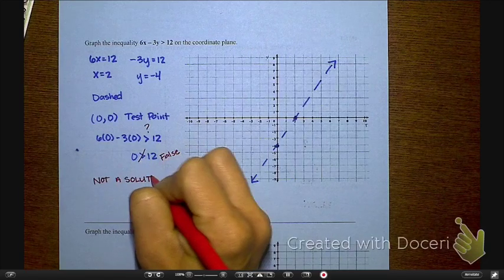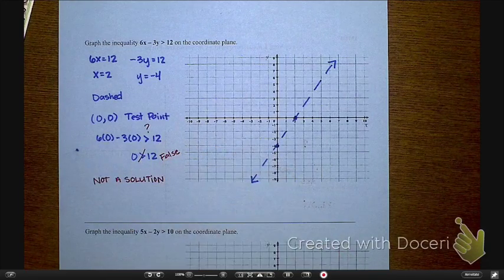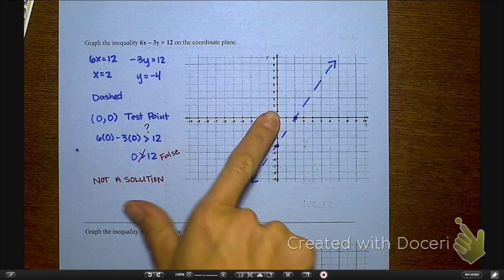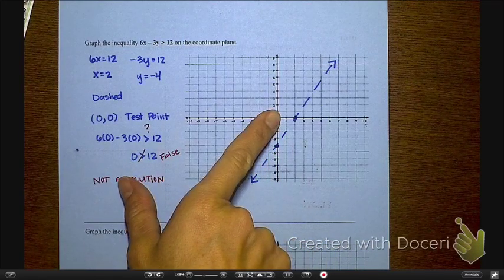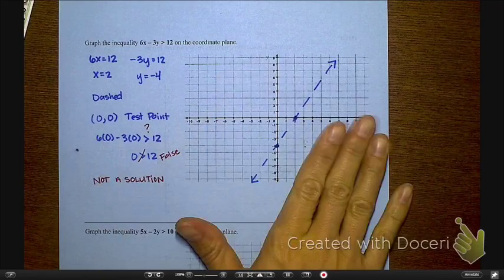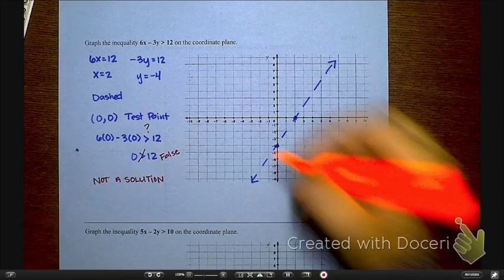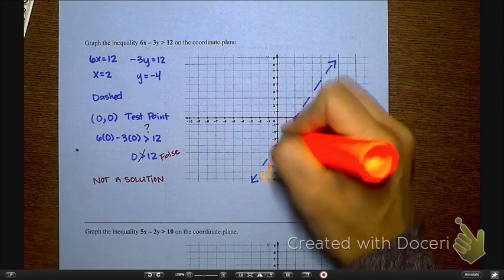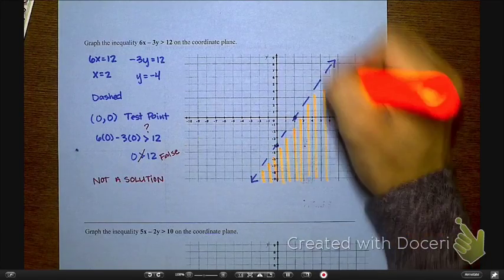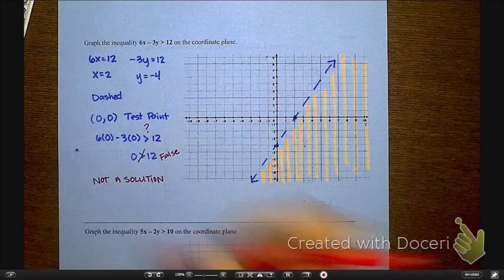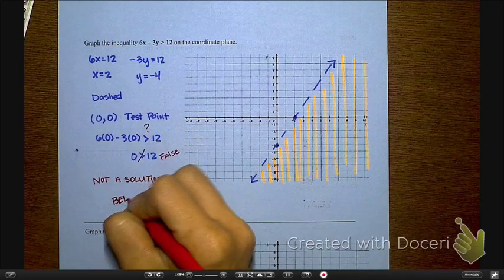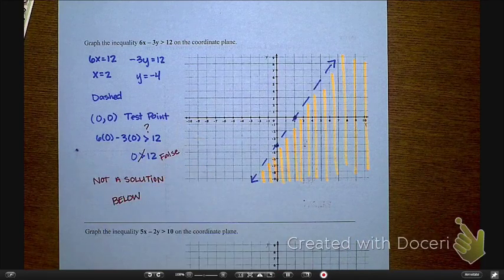Okay? So if 0, 0 is not a solution, that means I'm not allowed to shade up here. I'm not allowed to shade where 0, 0 is. So where does the shading then have to go? Below on the other side, right? So 0, 0 does not get shaded because it's not a solution. And there's your shading. So the shading in this case is below because I was not allowed to cover up 0, 0 with my shading. Okay?